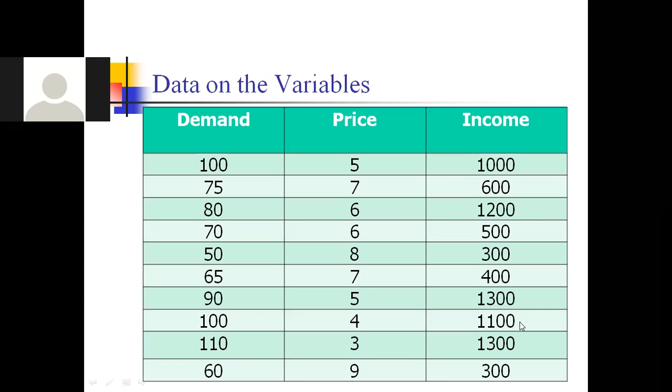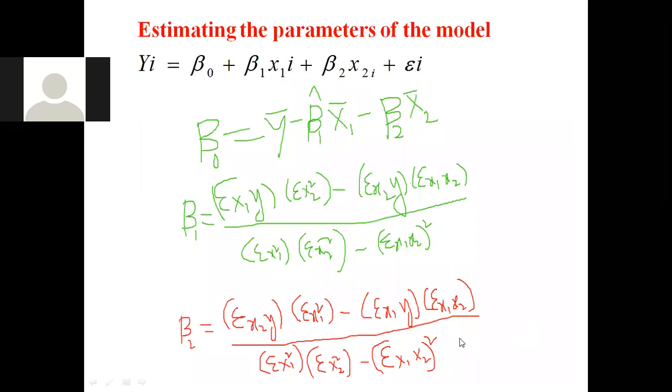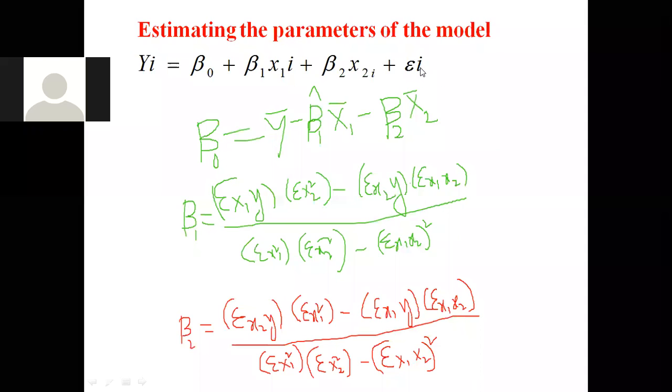If the data is given like this, how can we estimate the parameters? Before estimating them, we need to write the equation that we already discussed: yi is equal to beta 0 plus beta 1 x1i plus beta 2 x2i plus epsilon i. So how can we find beta 0? Beta 0 is equal to y bar minus beta 1 cap x1 bar minus beta 2 cap x2 bar, the average of x2. That is called beta 0. Once again, beta 0 is equal to y bar minus beta 1 cap x1 bar minus beta 2 x2 bar.